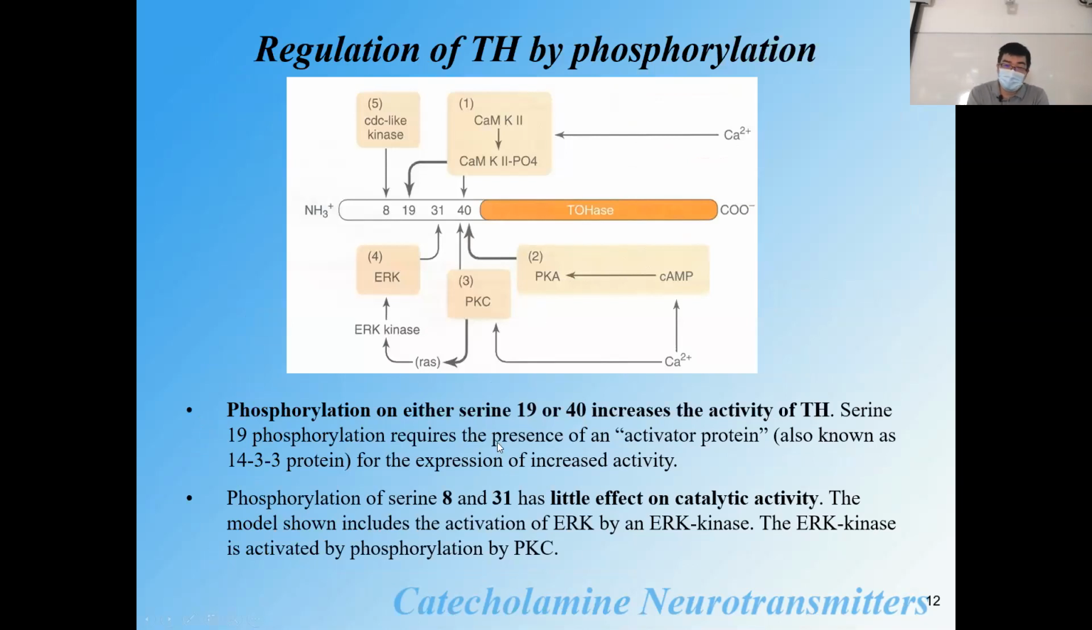So as I mentioned, phosphorylation on either serine 19 or 40 increases the activity of the tyrosine hydroxylase. Okay. However, the sites at 8 and 31 have little effect on the catalytic activity. So they may have other functions, but it's not well studied. But 19 and 40 are the ones that have been studied quite a bit. Okay.